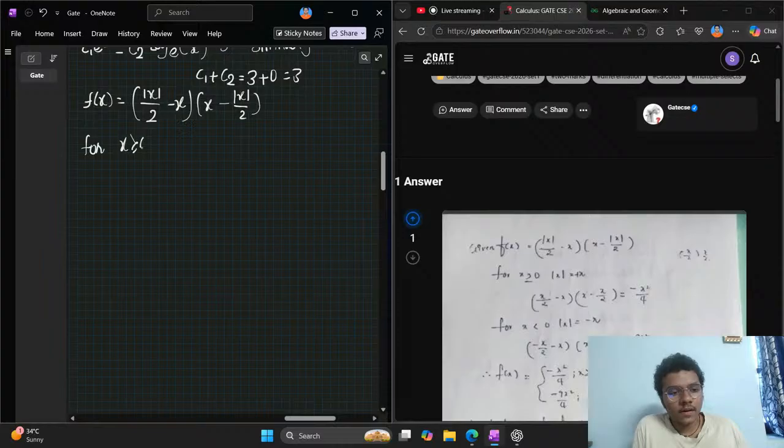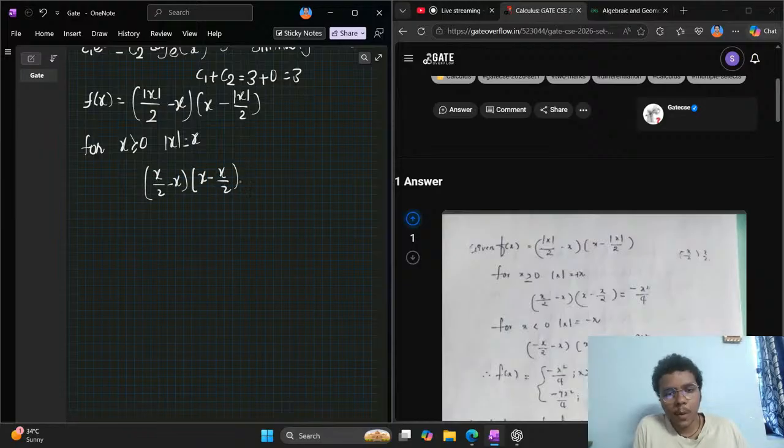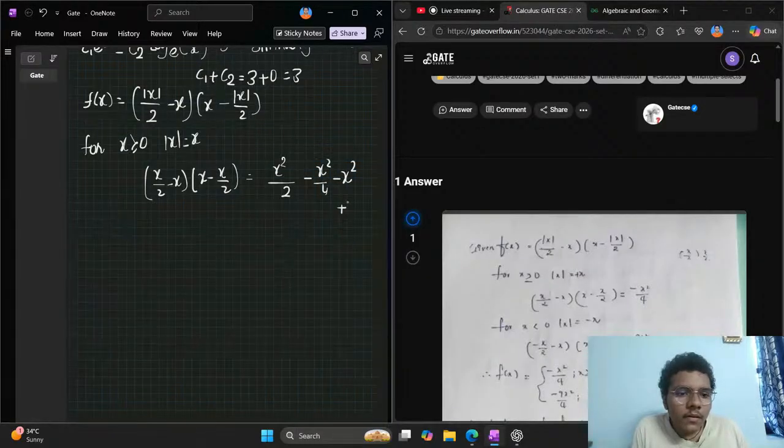So modulus generally contains two cases. For x greater than 0, mod x is equal to x. So x by 2 minus x into x minus x by 2, x square by 2 minus x square by 4 minus x square plus x square by 2 minus x square by 4. Okay.